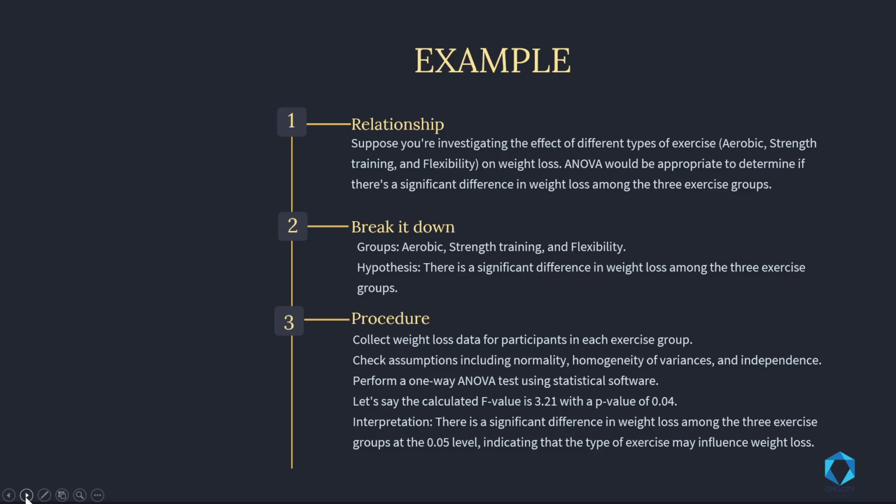The procedure is, number 1, you collect weight loss data for participants in each exercise group. Number 2, check the assumptions including normality, homogeneity of variances, and independence. Then number 3, perform a one-way ANOVA test using statistical software. Then let's say you've calculated the F value and it is 3.21 and the p-value is 0.04. How are you going to interpret this? You're going to say there is a significant difference in weight loss among the 3 exercise groups at the 0.05 level, indicating that the type of exercise may influence weight loss.